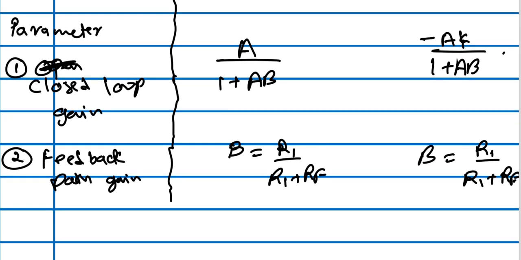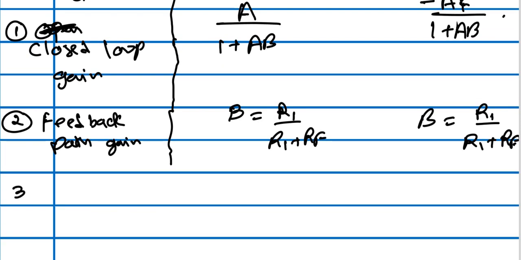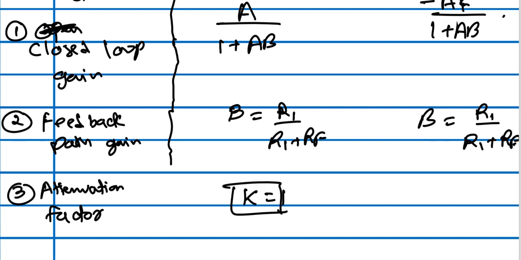Then the attenuation factor is different. For the voltage series feedback amplifier, the attenuation factor is 1. But for the inverting amplifier, that is the voltage shunt feedback amplifier, it is RF upon R1 plus RF.